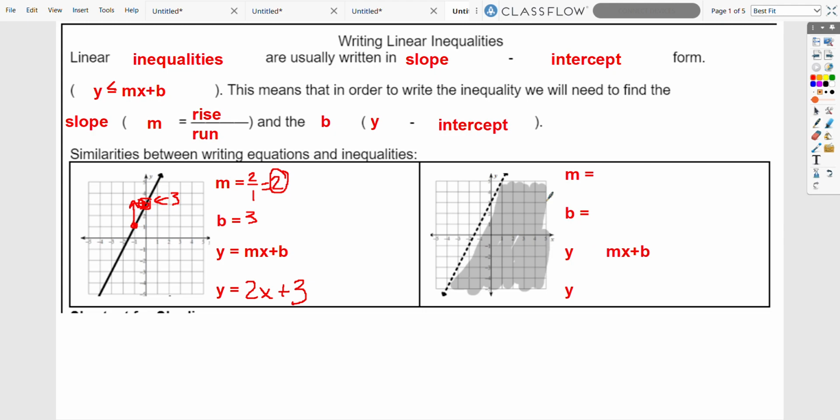It's extremely similar to writing these linear inequalities. This is the same line with the same points, and so our slope is still going to be 2 over 1, which is 2. Our y-intercept is 3. And then here, we notice that since it's a dotted line, it's either going to be less than or greater than, and since all the shading is below the line, it's going to be less than. So this one is going to be y is less than mx plus b, giving us y is less than 2x plus 3.